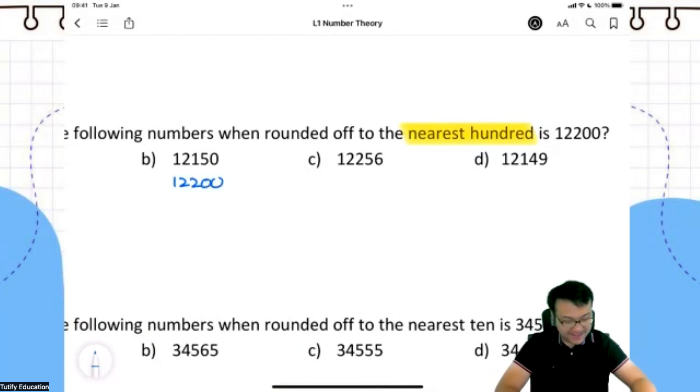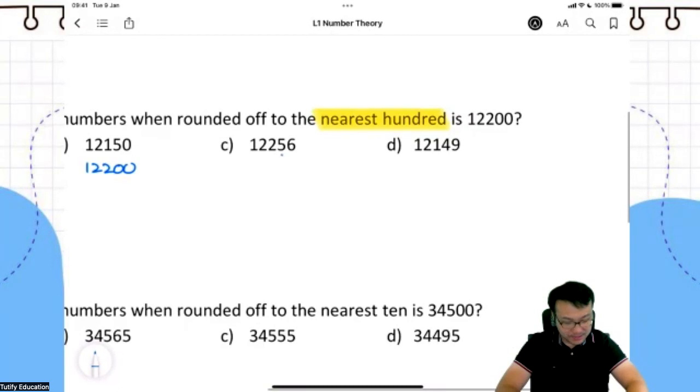12200. Yes, correct. Now let's take a look at the next one. This is a 5. So what should I do? Round up. Yes, round up. What do I get? 12300. Excellent. Next one.